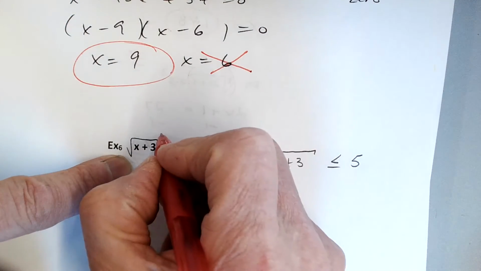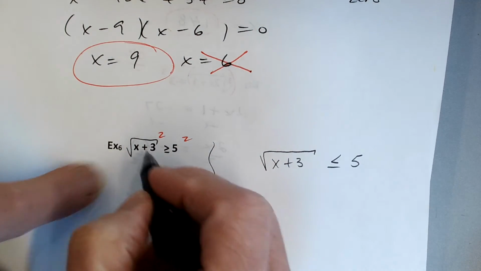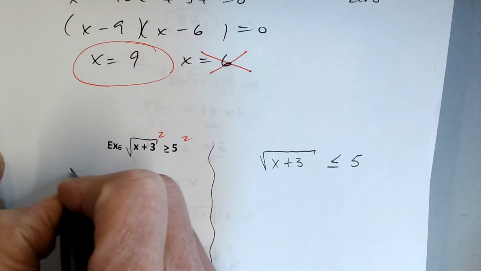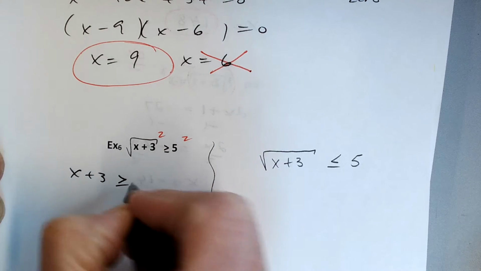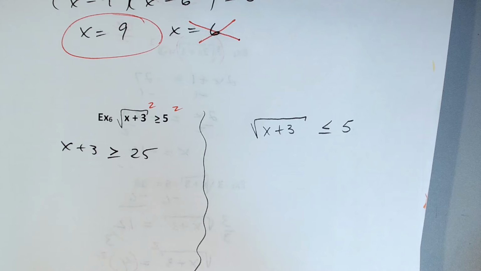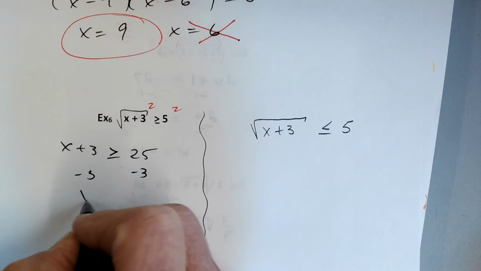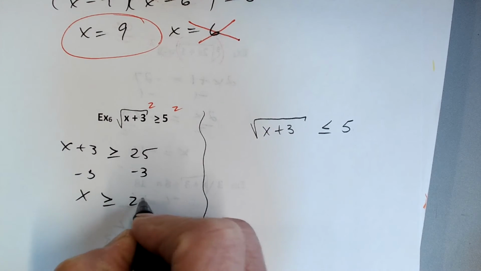an inequality sign. So let's go ahead and solve. Square. And I'm going to get x plus 3 is greater than or equal to 25, right? Minus 3, x is greater than or equal to 22.